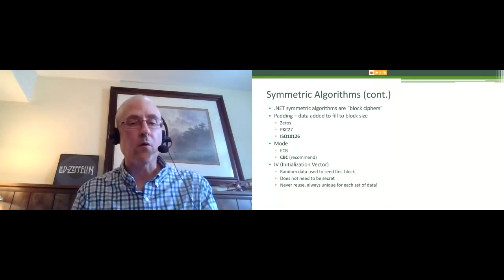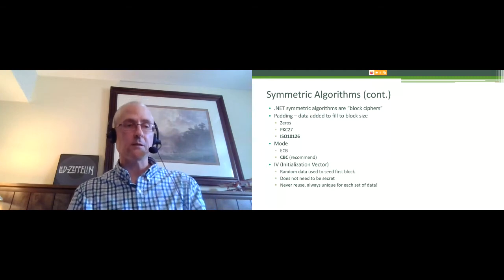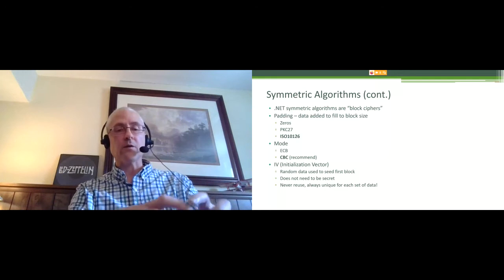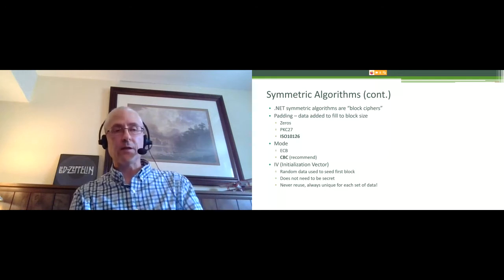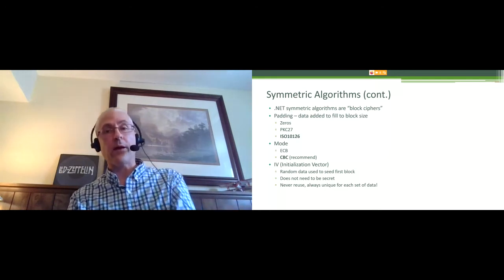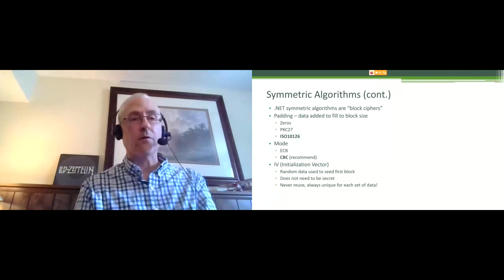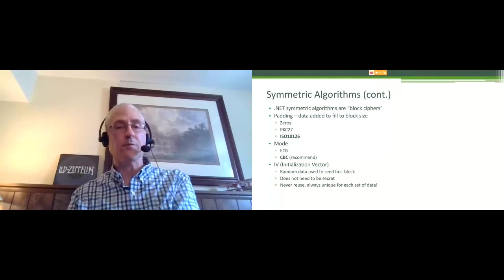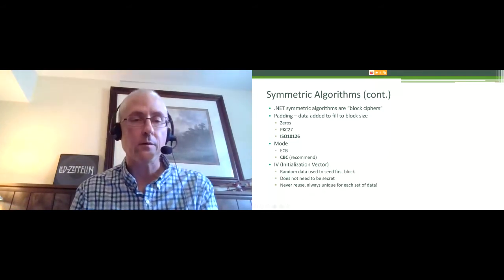I'll show you why you don't want to use that. You want to use CBC. So CBC says I'll encrypt the first block. I'll take the result of that and use it as input to the algorithm when I encrypt the second block. So it adds some randomness into the next block's encryption. And again, we'll see why that's important.